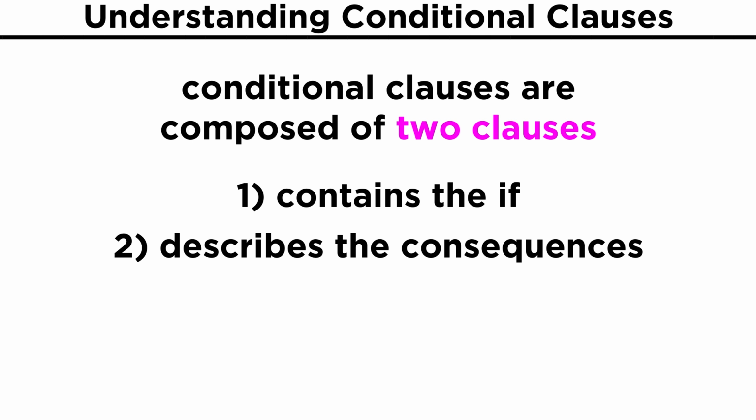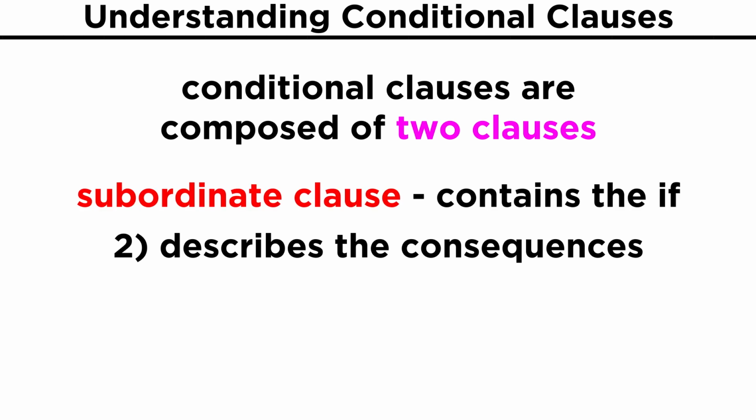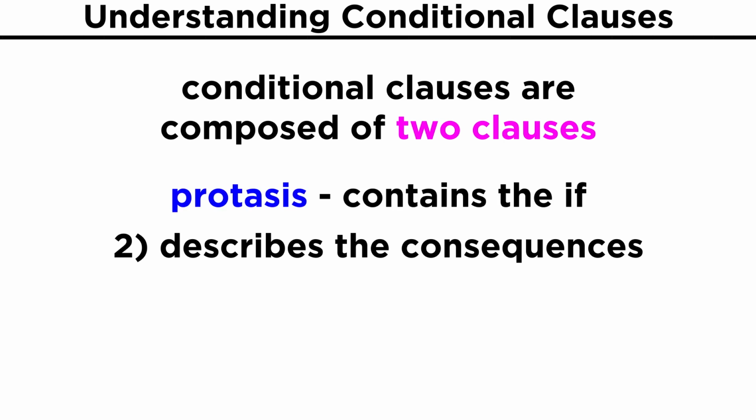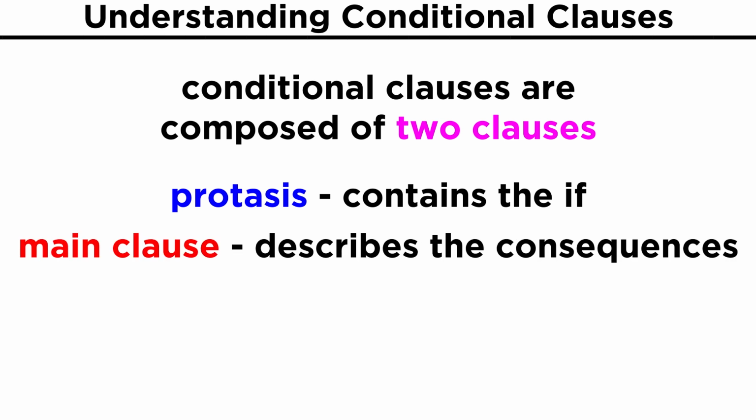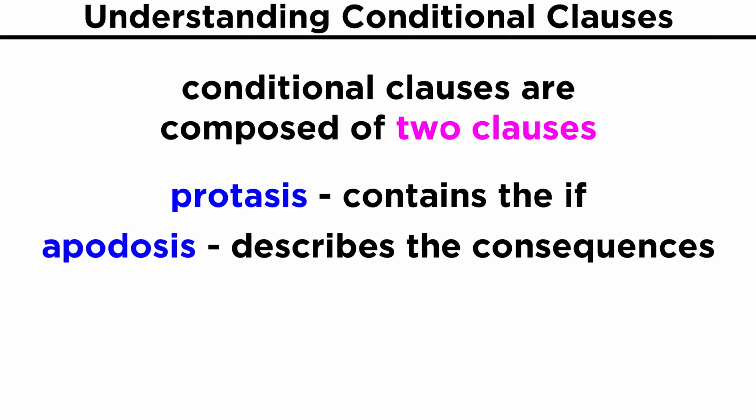First, let's talk terminology. The subordinate clause, or the one with the if, normally comes first, although it's not mandatory. This clause is called protasis, from ancient Greek words meaning to put forward. It describes the premise or condition that the main clause depends on. This main clause is called apodosis, from words meaning to give back. This is the clause describing the consequences derived from the condition expressed in the subordinate clause.